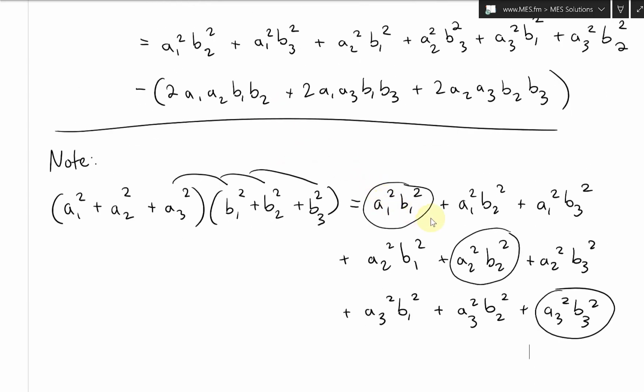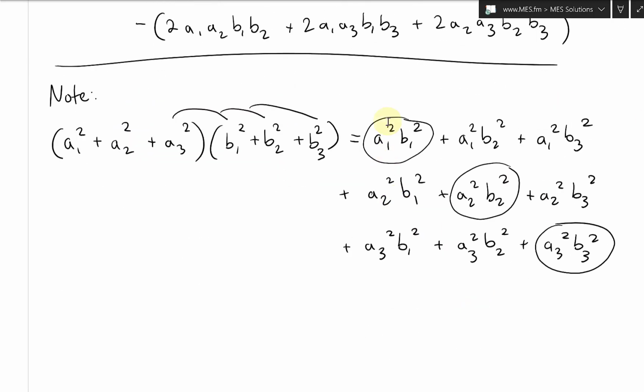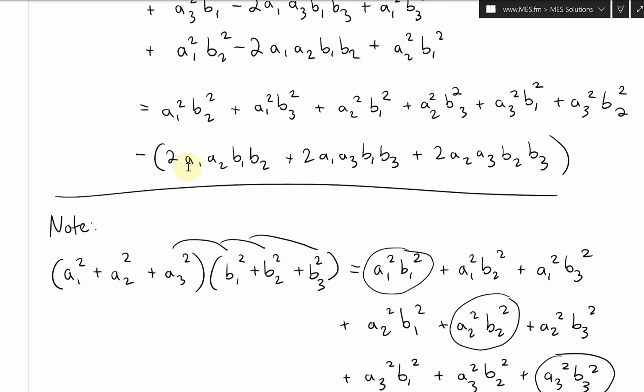All right, so now that we have this, this is pretty much this entire thing, but there are these extra terms. And now we have this part right here.